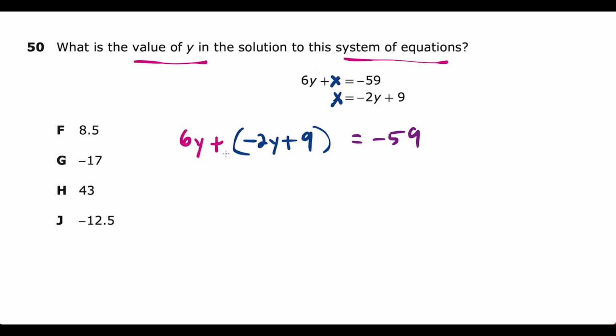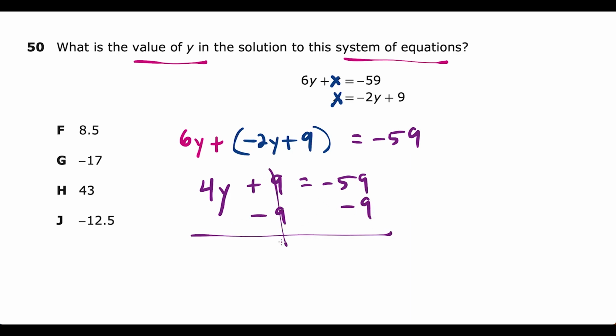6y plus -2y is going to give us 4y. And just know when your parentheses is to the first power, notice there's an invisible 1 here. You could just get rid of that parentheses. So we have 6y plus -2y is 4y, and then we just tack on the plus 9 like this. And this is equal to -59. So from here, I would subtract 9 on both sides. 9 minus 9 cancels. We have 4y equals, when we subtract those two, -59 minus 9 is going to give us -68. And now divide both sides by 4. And then y is going to be negative.